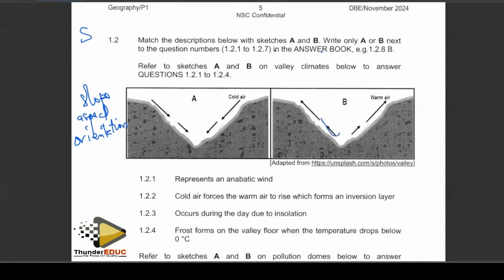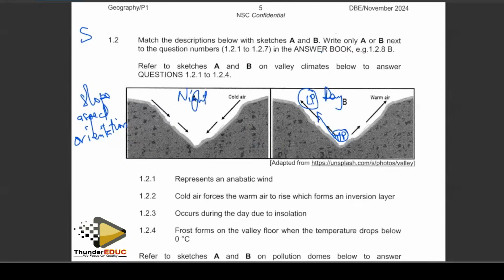The wind is going up the slope because there is high pressure in the valley floor. There is no heating taking place here, but there is heating taking place here. It's during the day, creating a low pressure on the valley sides, meaning to say we now have an upward movement of air from the floor to the side. This is typical of day conditions. And the reversal will be true during the night conditions. This is typical of night conditions.